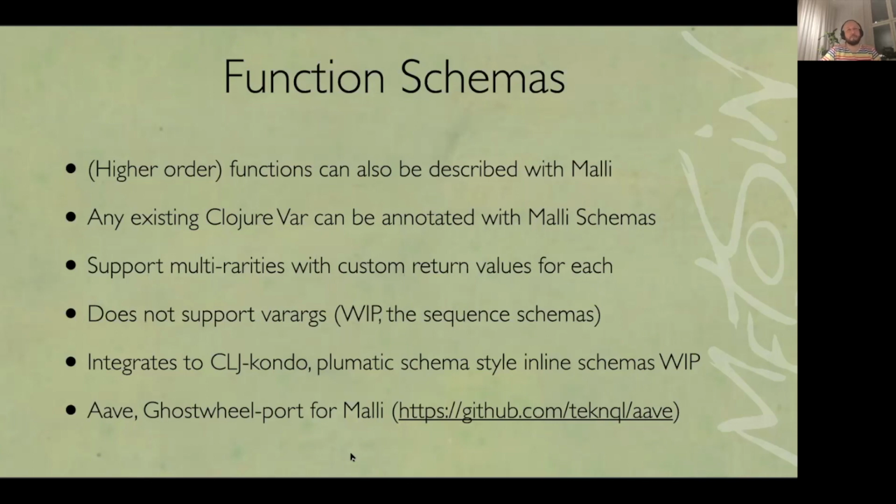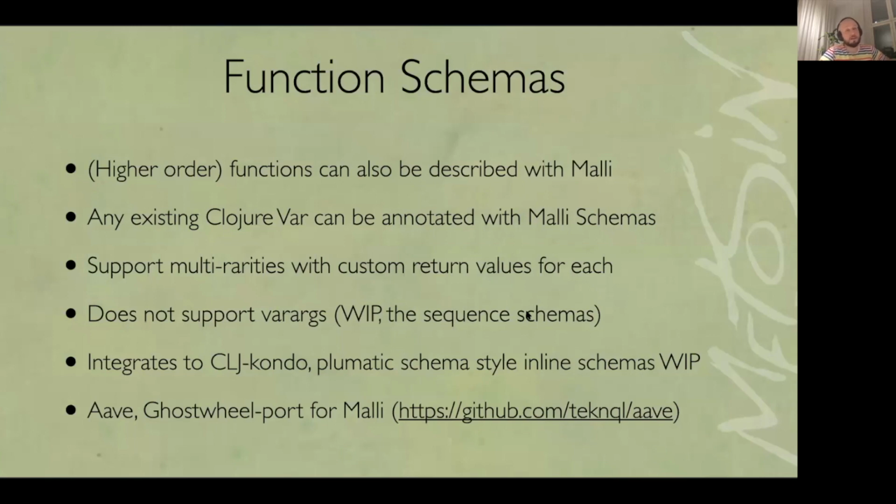Multi-arities. One thing that seems to be missing from ClojureSpec is the multi-arity with custom returns. But it was easy to add because it is needed also. So multiple arities, and each can have their own value. It currently doesn't support var args because the sequence schemas are at the moment work in progress. After that, it will support also those. And the good thing is that it integrates with clj-kondo, so you get static analysis out of that. And there's a separate namespace for this Plumatic Schema style inline schemas. That's not committed into the master branch, but that works.